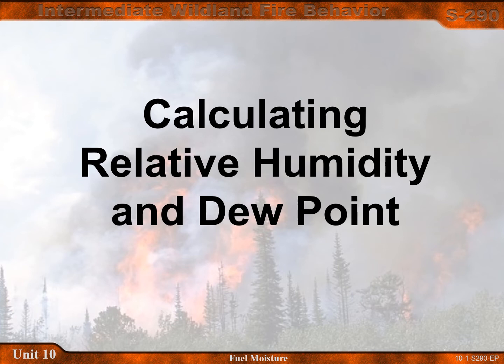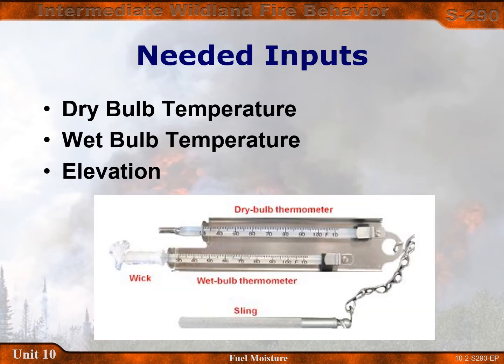In this video, we will learn how to calculate relative humidity and dew point. Relative humidity and dew point can be determined using three inputs: dry bulb temperature, wet bulb temperature, and elevation. Dry bulb and wet bulb can be found using a sling psychrometer.